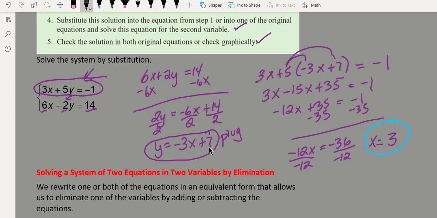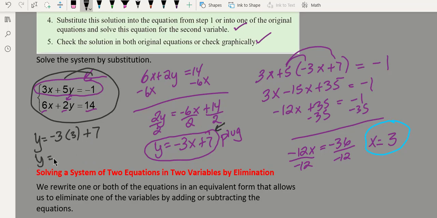So what is the original? Technically you can plug it in here, or you can plug it into either of the original statements. I'm just going to plug it in here for time's sake. y equals -3 times 3 plus 7. And this will give me y equals -9 plus 7, so y equals -2.